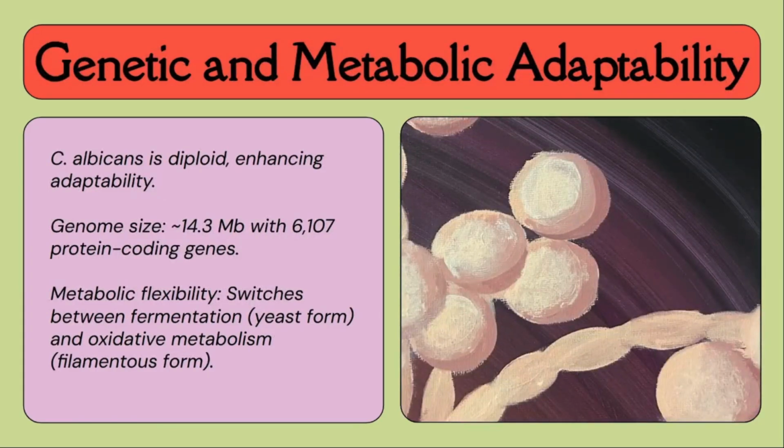Candida albicans is diploid, which helps it adapt to various environments. Metabolically, it switches between fermentation in its yeast form and oxidative metabolism in its hyphal form, allowing it to survive in areas with different oxygen levels, like the gut, mouth, and vagina.